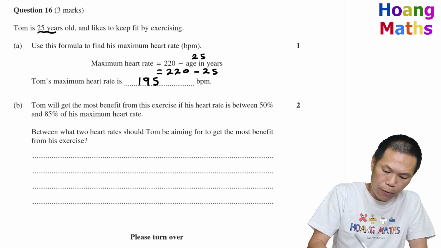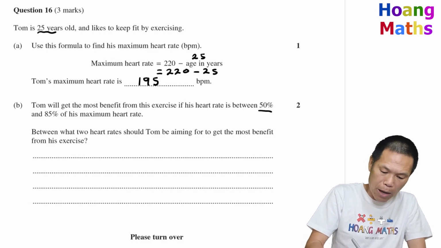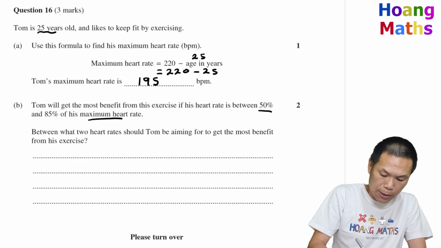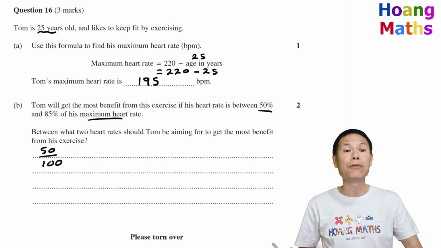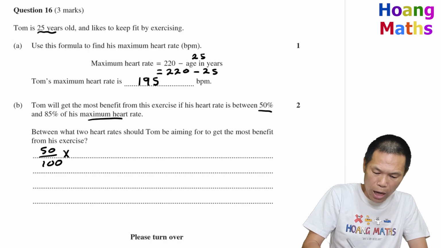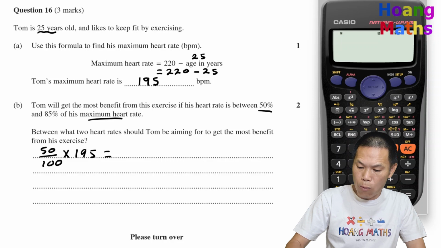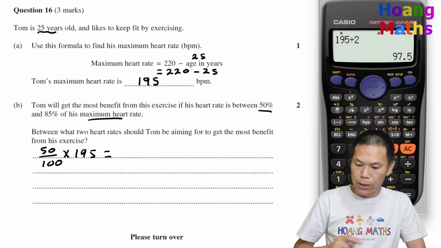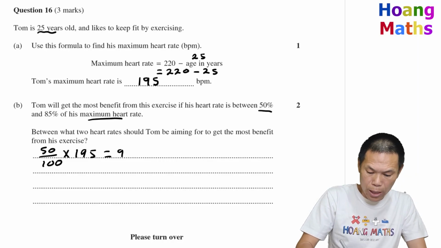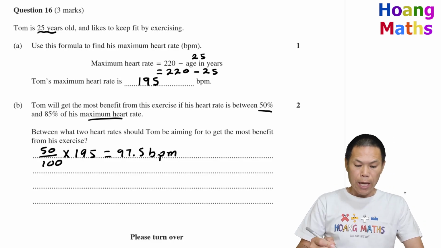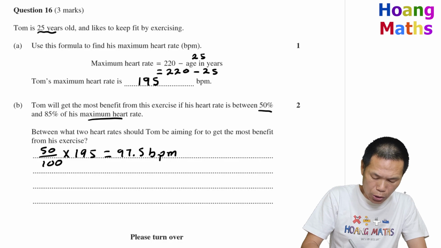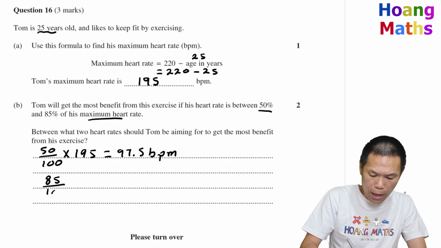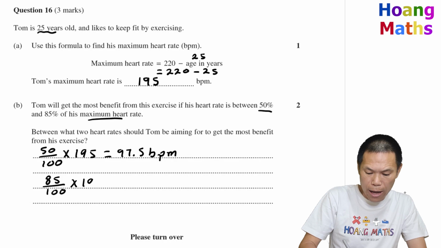So we work out 50% of his maximum heart rate first. 50% is 50 over 100, and we times by 195. Just go 195 divided by 2, because 50% is a half. So there you go, 97.5 beats per minute.